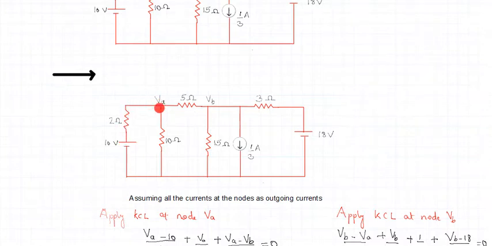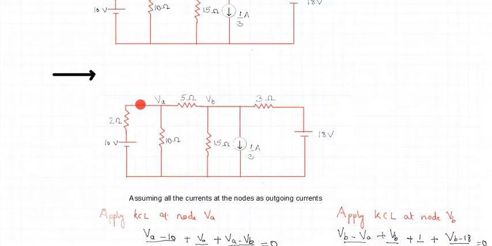We are applying KCL at node A. We are interested in the current which is flowing in this particular branch. So how does the current flow in this branch? Current flows because of the potential difference between the two ends. Here the potential difference will be VA minus 10, divided by the resistor. V by R will be the current which is flowing in this particular branch.